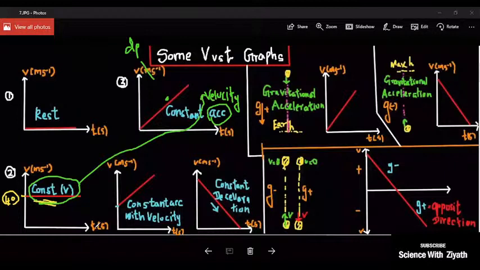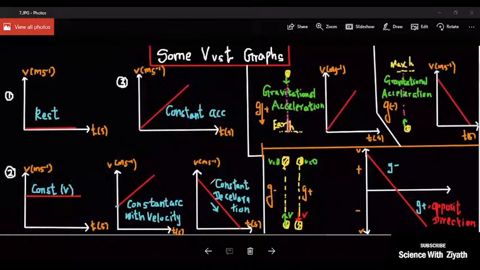Velocity time graph, this is the constant velocity graph, and if it's a displacement time graph, this is the graph. I have compared all the things. I will give that one, don't worry.